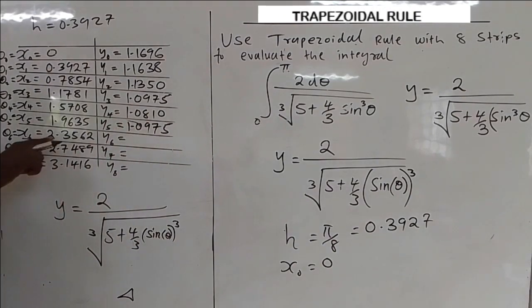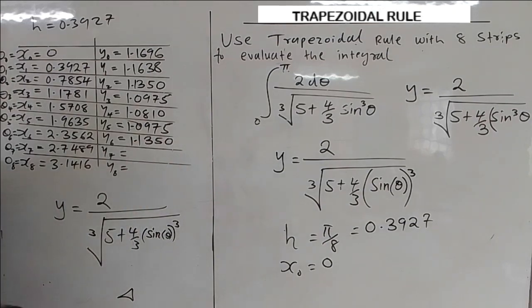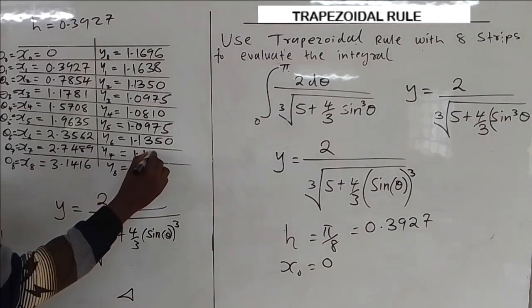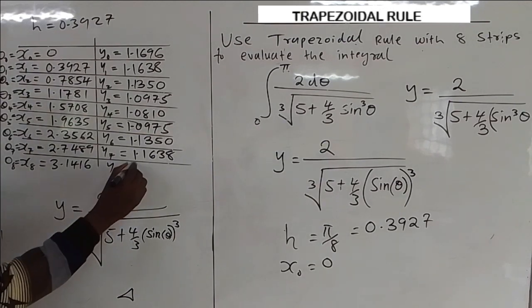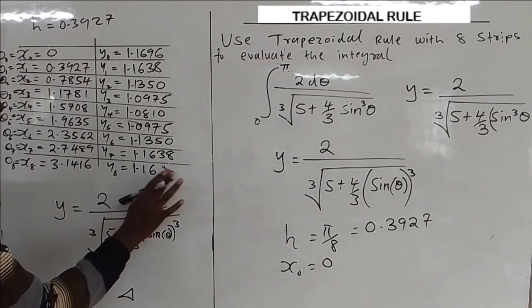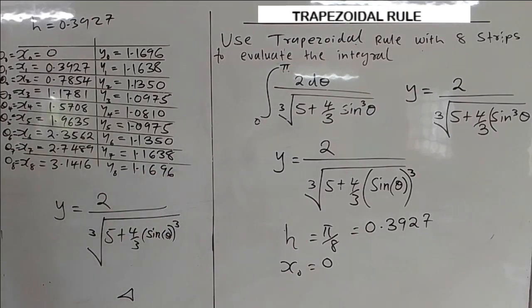1.0975. Y6, if you edit the value of x6 here, what do you get? 1.1350. If you edit the value of x7 here, what do you have? 1.1638. Then here, if you edit, 1.1696. Is everyone getting those values?